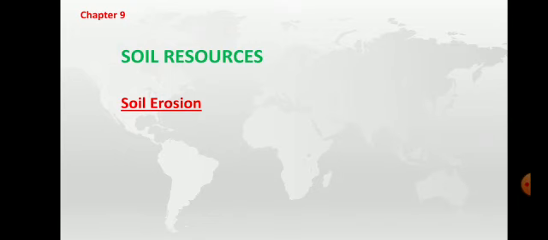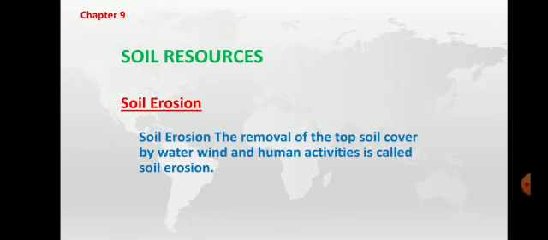The removal of topsoil covered by water, wind, and human activities is called soil erosion. For this erosion, man and nature both play an important role. Man, as you know, dumps chemical waste and other things on the ground and water bodies, which also leads to soil erosion. Then nature, you can see drought and floods also cause soil erosion.